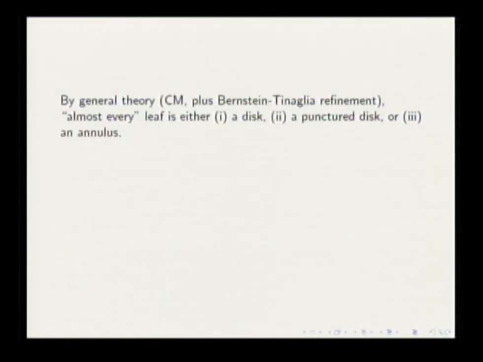Okay, now, by the general Colding-Minicozzi theorem, plus some refinements of Bernstein and Tenaglia, you can say that almost every leaf is one of the following things. It's either a properly embedded disk, or it's a punctured disk, as I mentioned before, or it's an annulus.